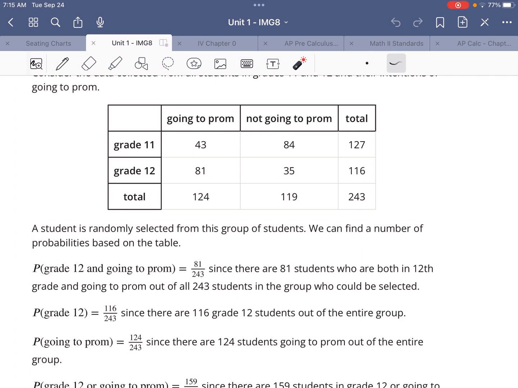Now, the probability of just being in grade 12, well, how many students are in grade 12? 116. How many are there total? 243. How about the probability of just going to prom? Well, there's 124 going to prom out of 243 total.